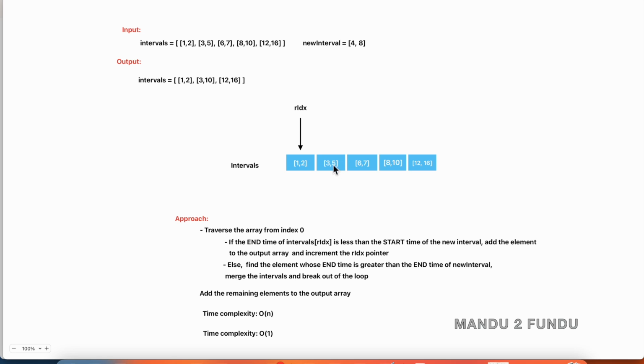Then we add that [3, 10] to the output list, and once that is done, we break out of that loop. There will be another loop which scans through the rest of the array and adds all the entries to the output. Finally, we have an array which has the new interval added to it, and there is no overlapping among the intervals in the new output array. In this approach, the time complexity is order of n and the space complexity is order of 1.